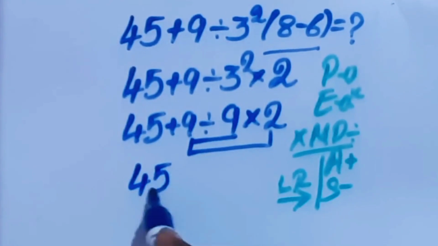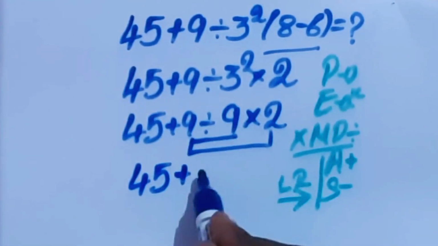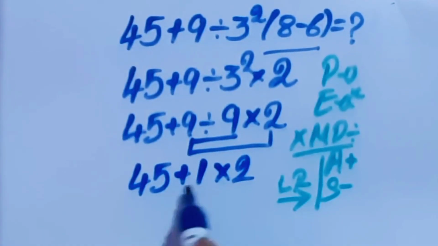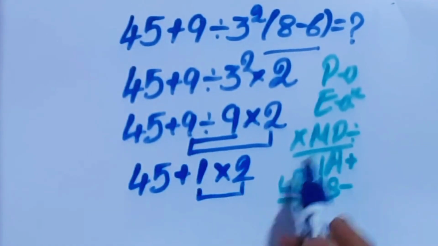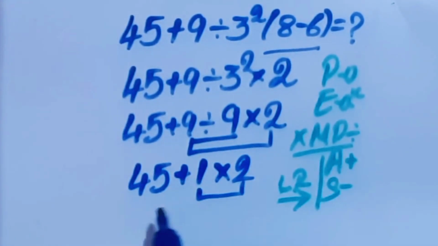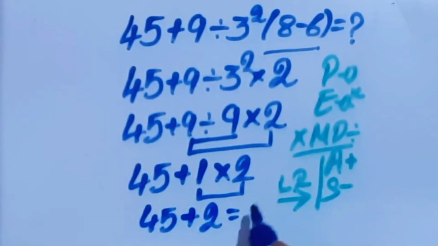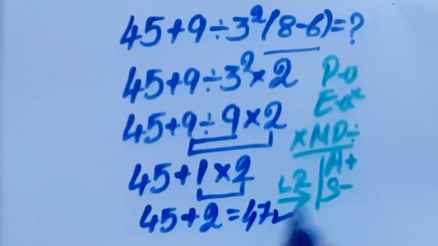So 45 + 9 ÷ 9 is 1, times 2. Here this multiplication is higher priority than this addition. So 45 + 1 × 2 is 45 + 2. Now 45 + 2 is 47, which is the correct answer.